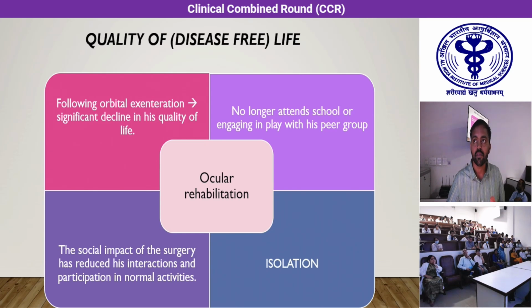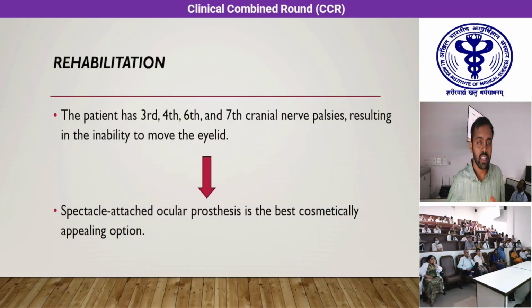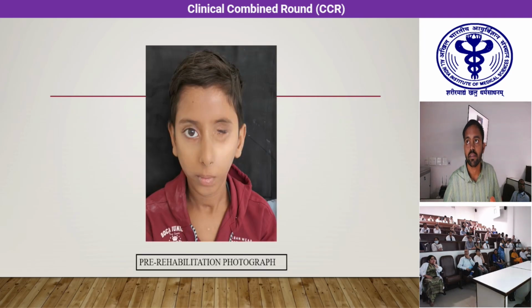So he was planned for ocular rehabilitation, but the patient had a 3rd, 4th, 6th, and 7th cranial palsy with lack of eyelid movement. So in this scenario, a spectacle-attached ocular prosthesis is the best cosmetically appealing option. For the same, he was referred to prosthodontics for ocular rehabilitation. The rehabilitation part will be discussed by Dr. Shairish from prosthodontics.